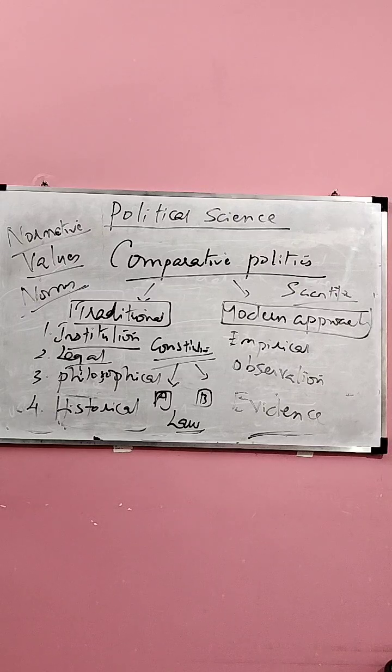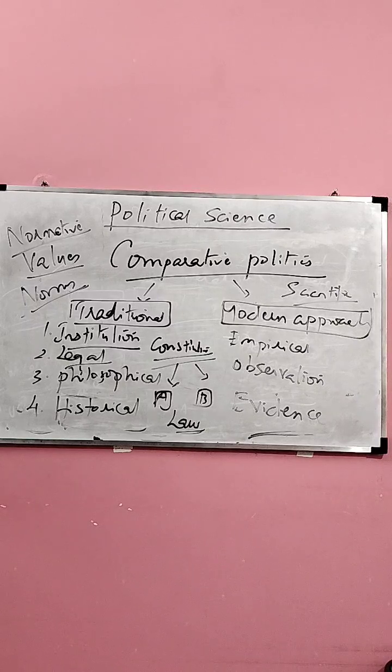But the modern approach is more practical. It wants evidence. It observes. It wants to see the reality. It wants to see how things work. So this is the most important difference between the two approaches.